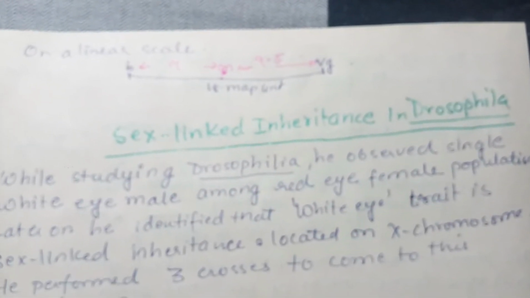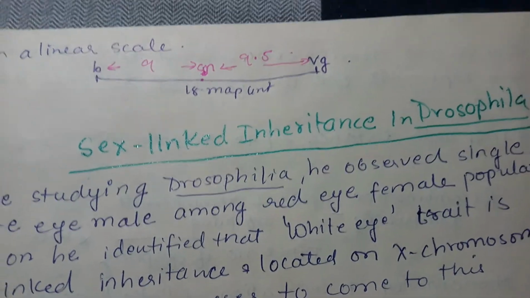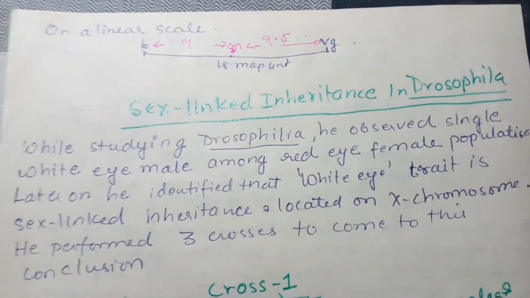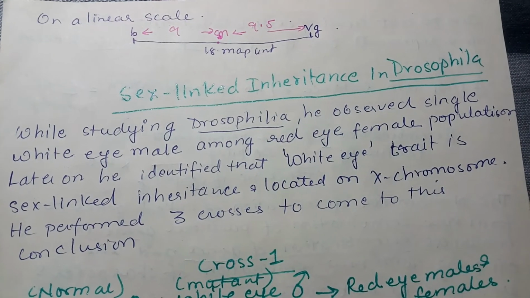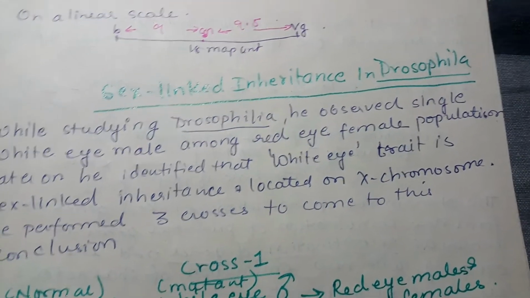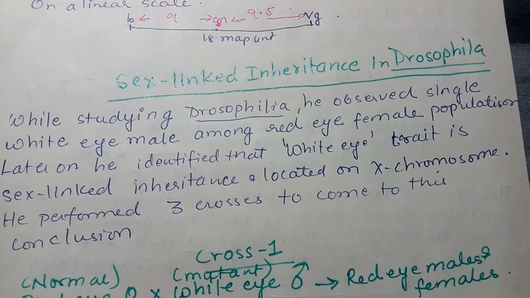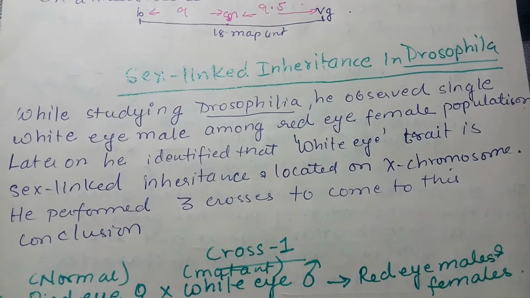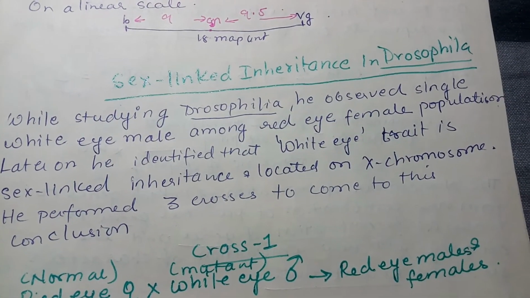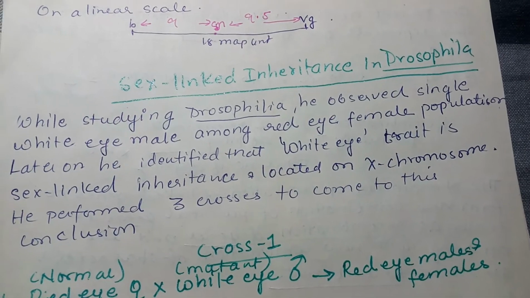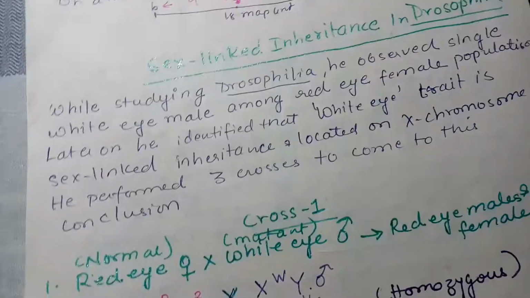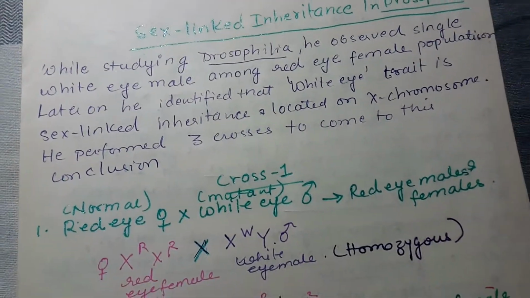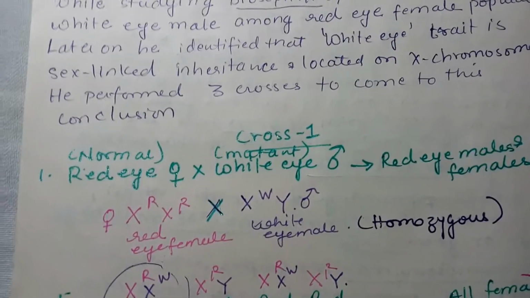Now, what is sex-linked inheritance in Drosophila? While studying Drosophila, Morgan observed a single white-eyed male among red-eyed females. So red eye is the normal color of eye, whereas white eye is the mutant. Later on, he identified that the white eye trait is sex-linked inheritance. For that, he performed 3 crosses in order to reach the conclusion that it is sex-linked inheritance.